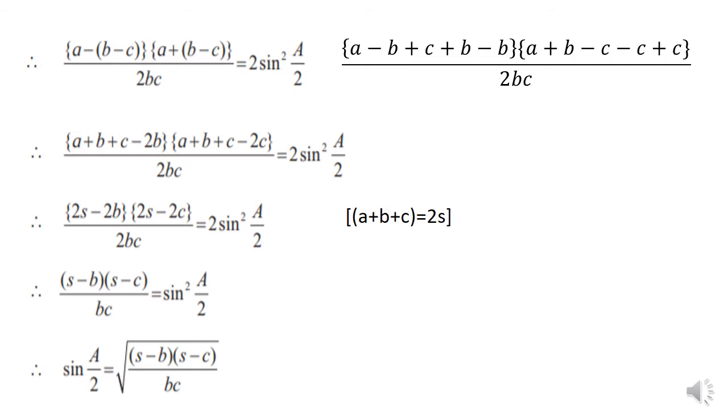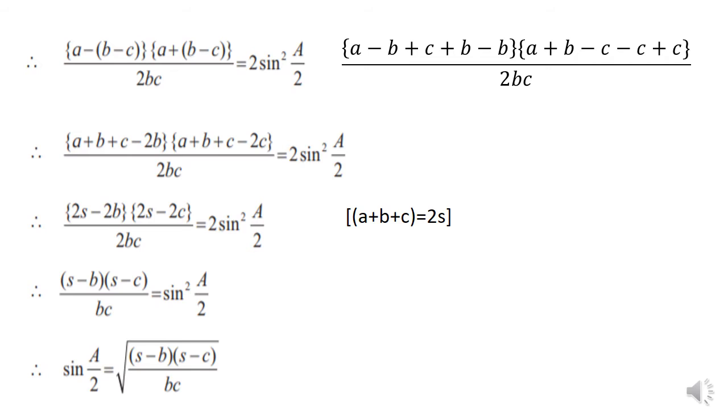The 2 is taken out common and it is cancelled from one of the brackets. Whatever 2 comes out is cancelled in the numerator and denominator. And similarly, the other 2 which comes out is cancelled along with 2 on the RHS. So in short, we get s minus b, s minus c upon bc, which is sine square a by 2.